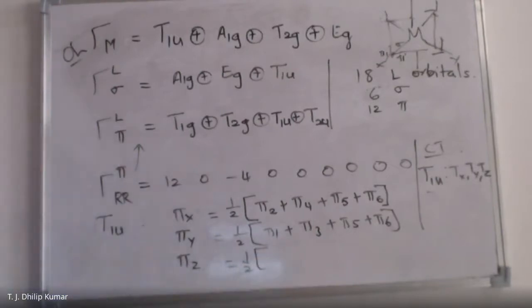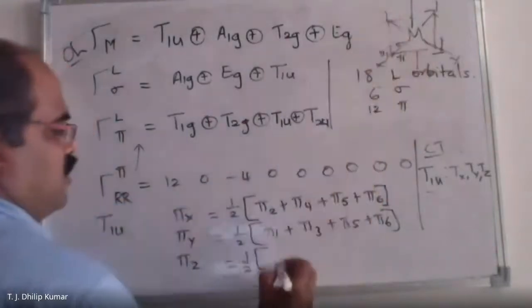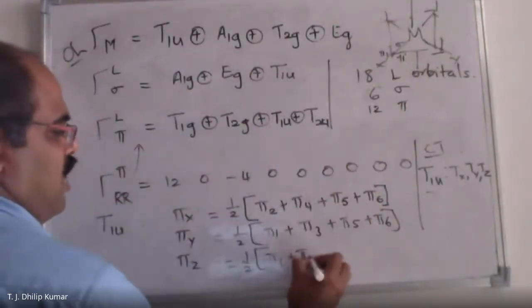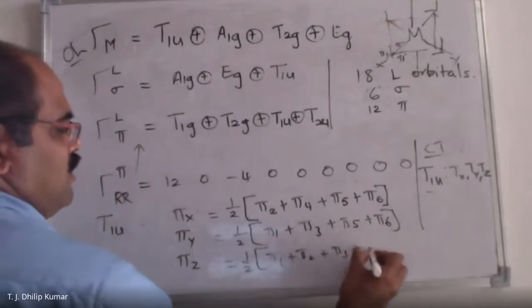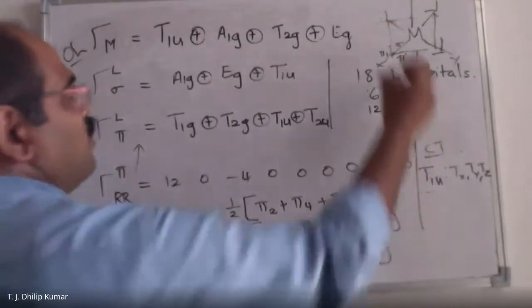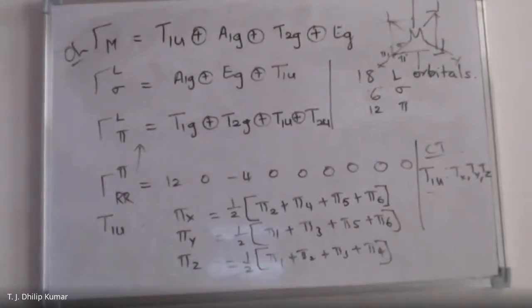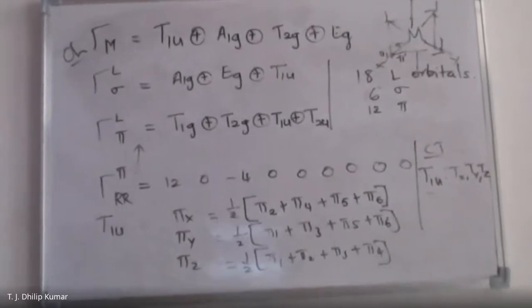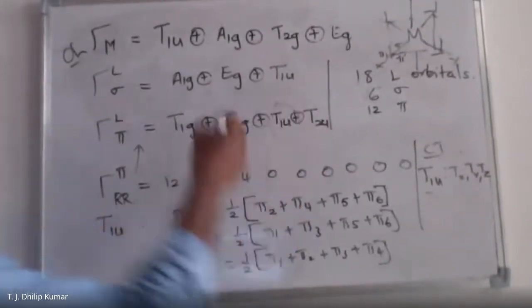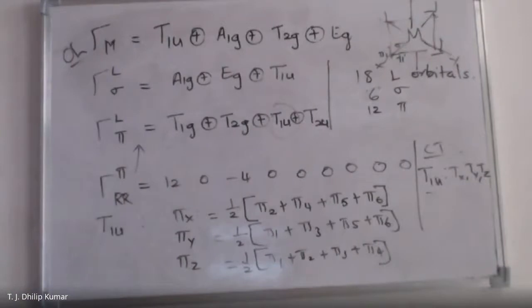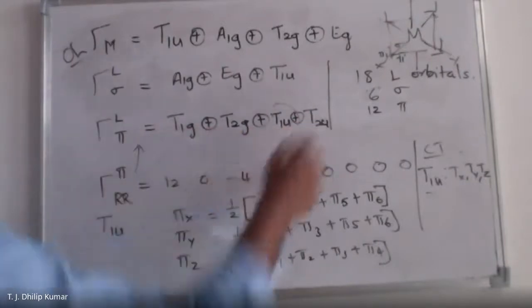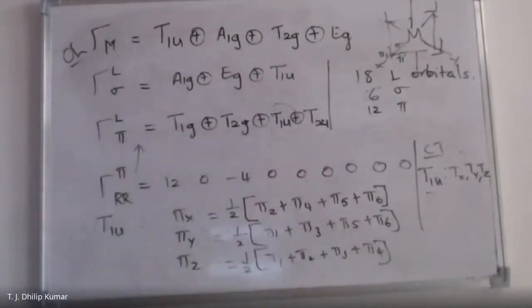Pi z is very simple. These two will not be there, so it's all pi 1 plus pi 2 plus pi 3 plus pi 4. That's it. All these orbitals will be involved for pi z. So this is T1U symmetry. Similarly, one can write for T2G. This is done. Similarly, we can get it for T2G, T1G, and T2U. You will get some combinations. So that is the way it forms.